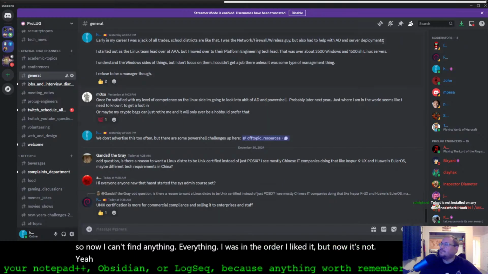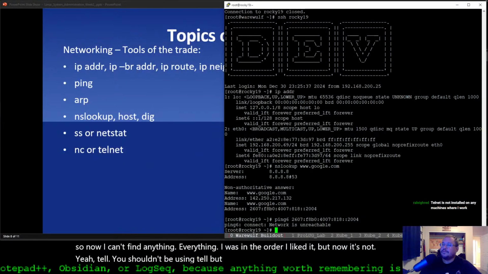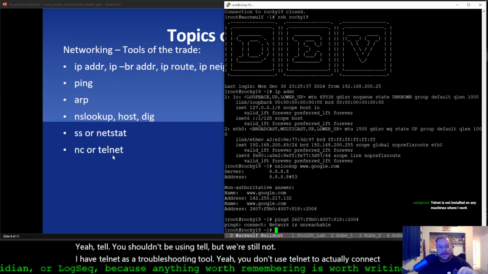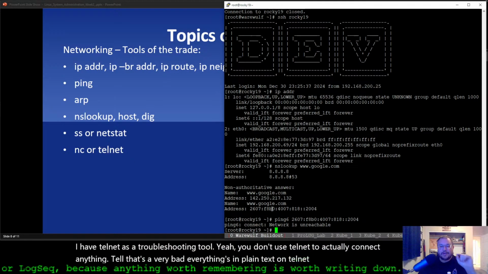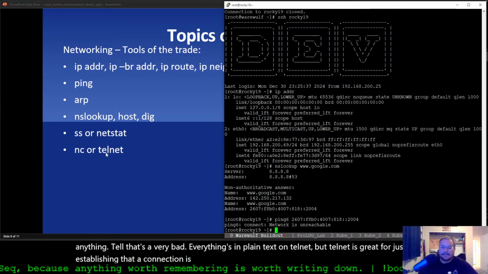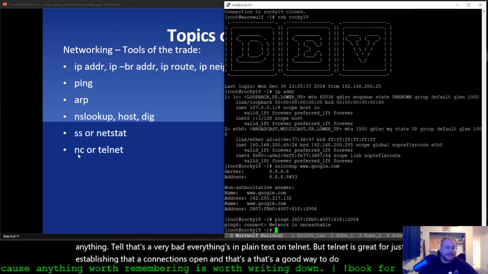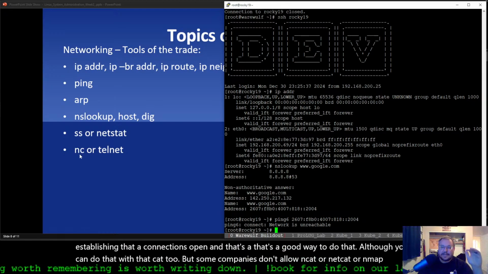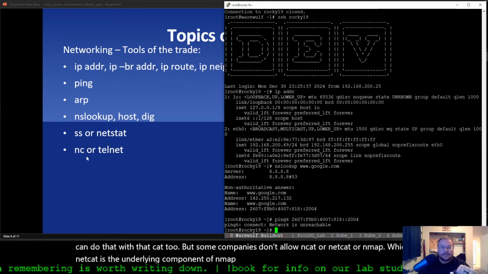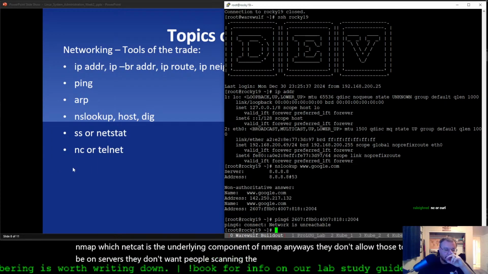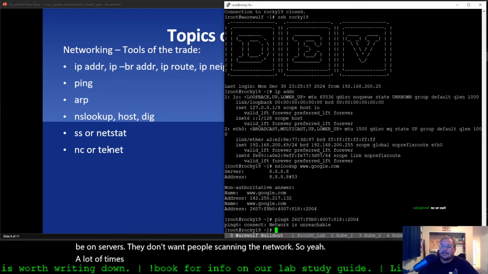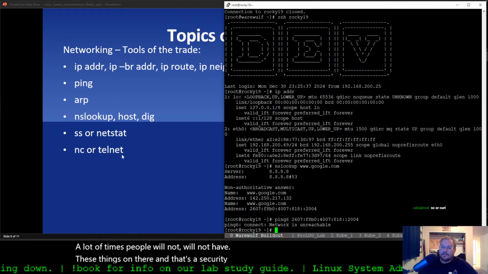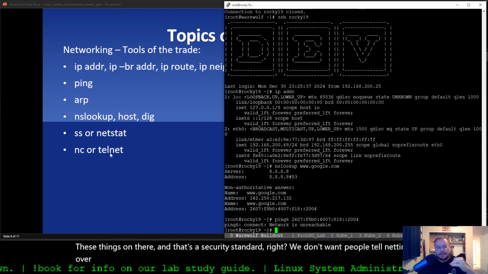Yeah. You shouldn't be using... where's Telnet? Oh, I have Telnet as a troubleshooting tool. Yeah, you don't use Telnet to actually connect to anything. Telnet is very bad. Everything's in plain text on Telnet, but Telnet is great for just establishing that a connection's open, and that's a good way to do that. Although you can do that with Netcat too, but some companies don't allow ncat or Netcat or Nmap, which Netcat is the underlying component of. Anyways, they don't allow those on servers because they don't want people scanning the network. So a lot of times people will not have these things on there. And that's a security standard, right? We don't want people telnetting over. Although admins love to use Telnet to connect, but they don't.